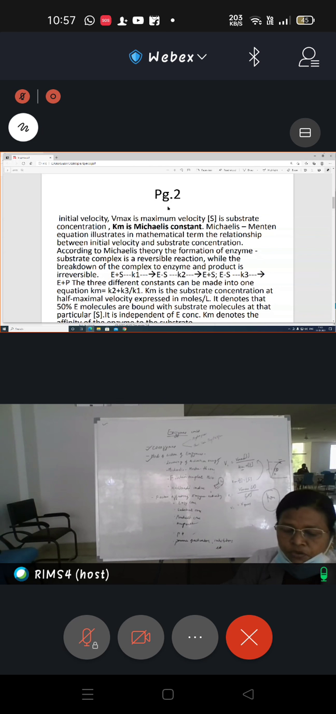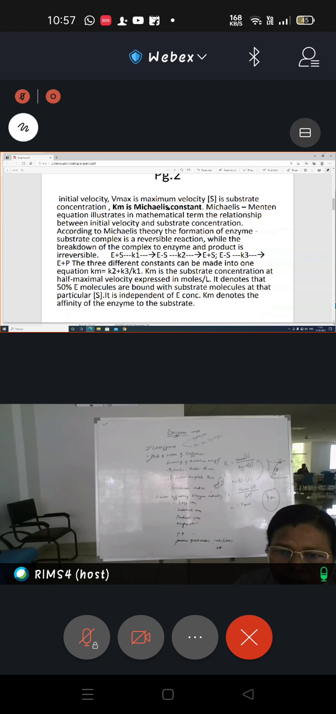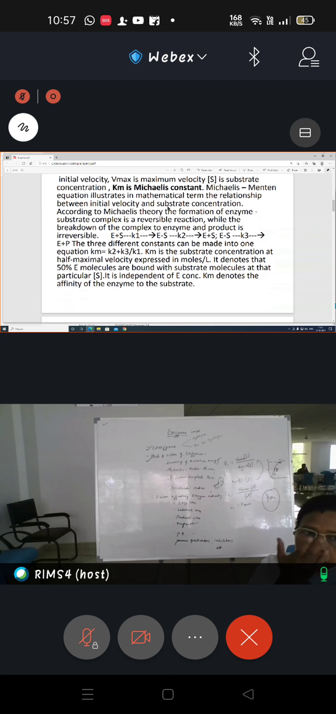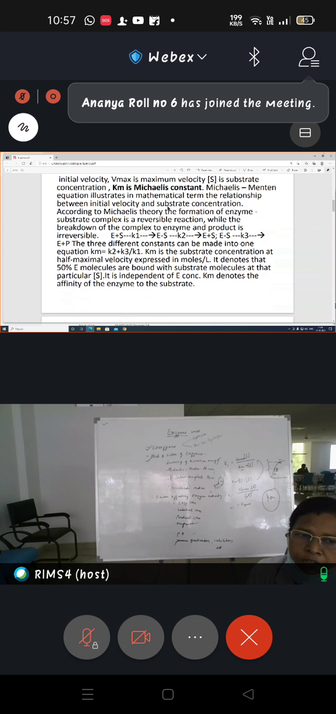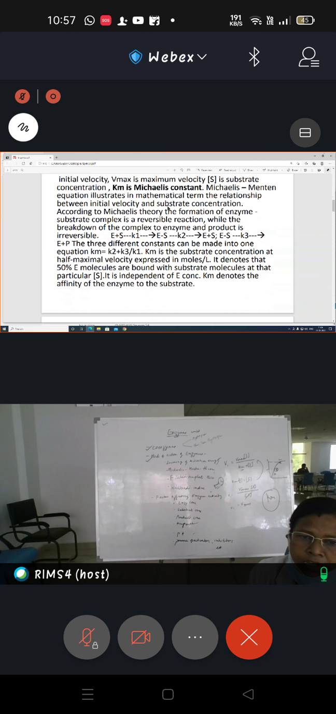Km denotes, as I told you previously, that 50% of the enzyme molecules are reacted with the substrate at this concentration. So 50% of the molecules are bound with the substrate molecules at that particular substrate concentration.